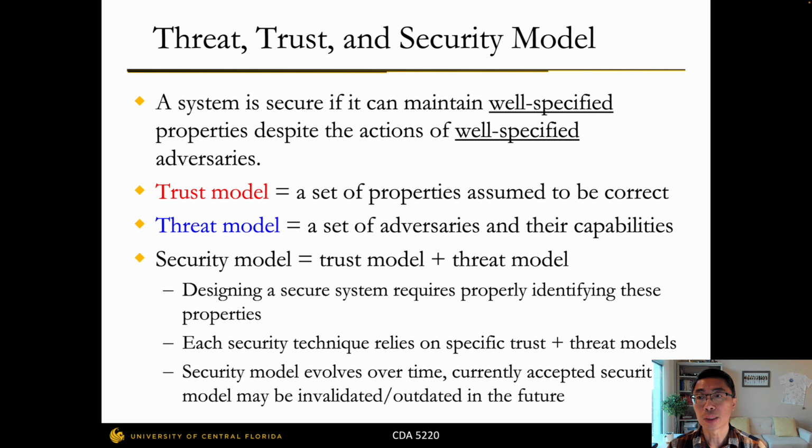Today I will talk a little bit, or elaborate a little bit, about threat model and trust model. So threat model is an assumption of the set of adversaries, like who they are and what they are capable of. The trust model is a set of properties that are assumed to be correct. So in combination, the trust model and the threat model define the security of the system.